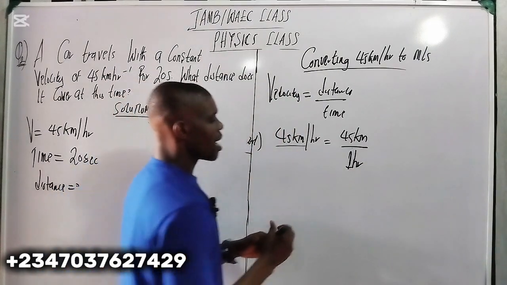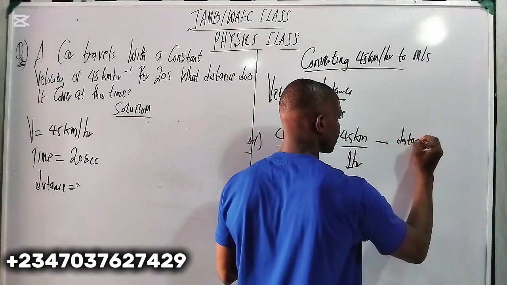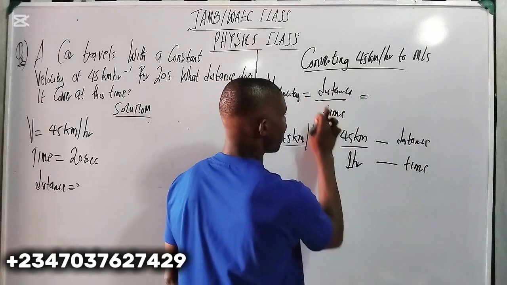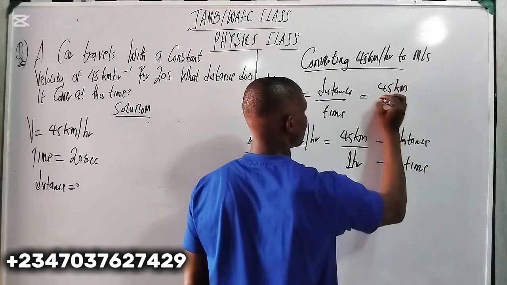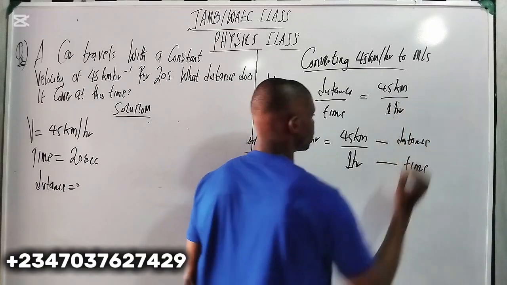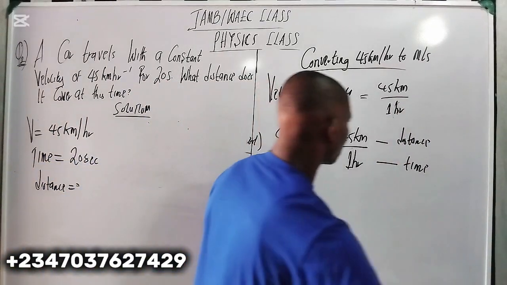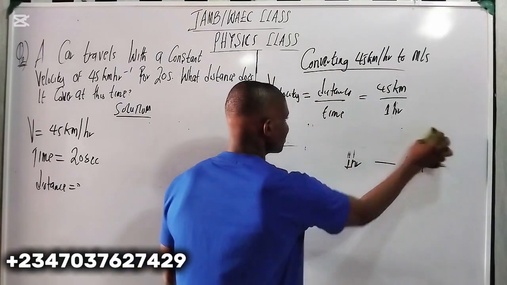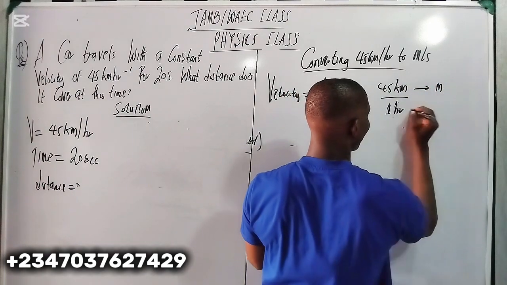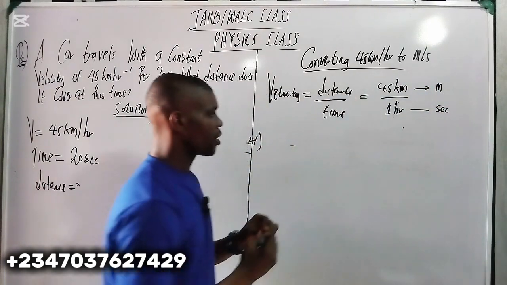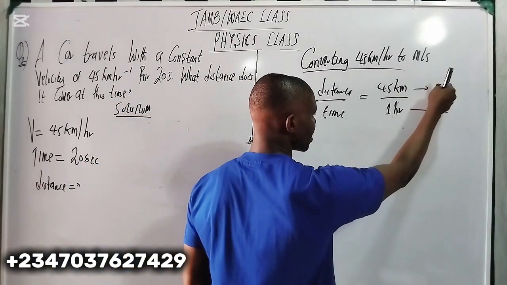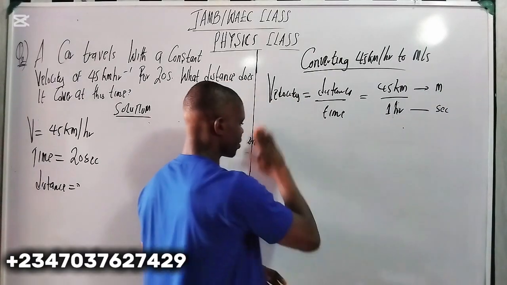Now what does this tell you? This one is my distance, and here is my time. It means my distance is 45 kilometer and my time is 1 hour. So I will convert this one to meter, and I will convert this one to seconds. This is where the problem comes in: I'm converting kilometer to meter, and hour to seconds, right?